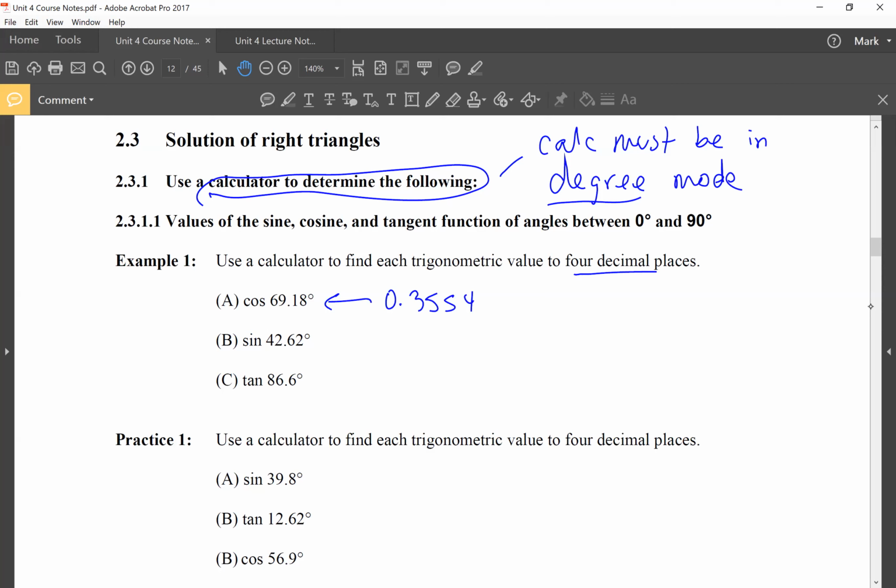Okay, what about the next one? Sine 42.62. It's going to give me 0.6771. And tangent 86.6 will give me a big number, tangent's typically a bigger number, 16.8319. That's it. Just put it into your calculator, no problem.